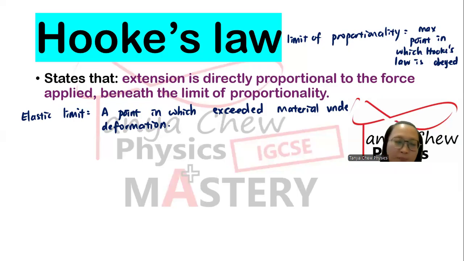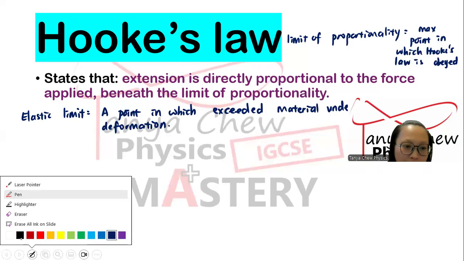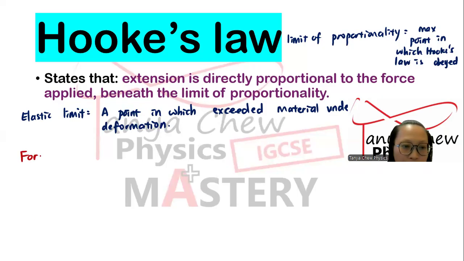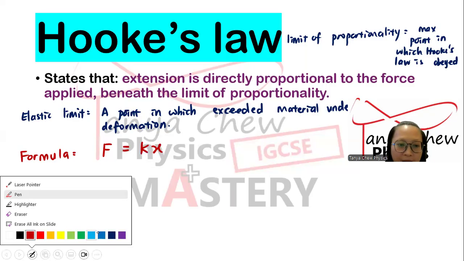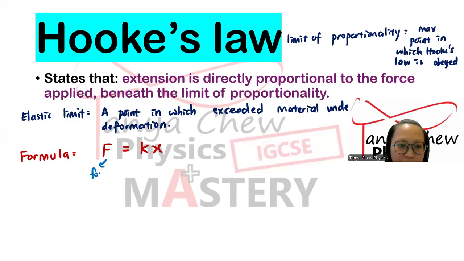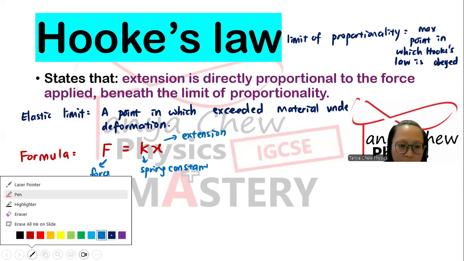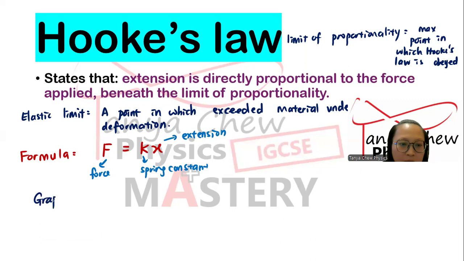But Hooke's law is never about the elastic limit. Hooke's law is only until the limit of proportionality, right? So the formula, I'm going to use red color. Formula: F equals Kx. F represents force, K represents the spring constant, X represents extension, right?